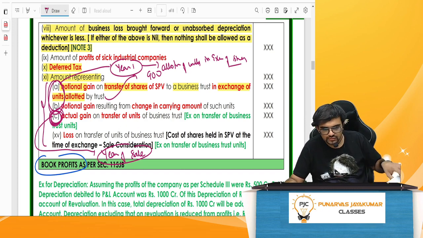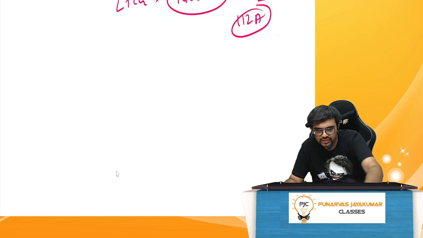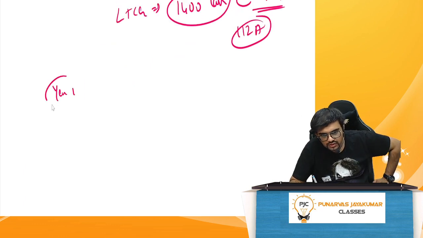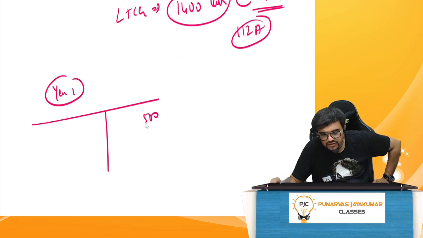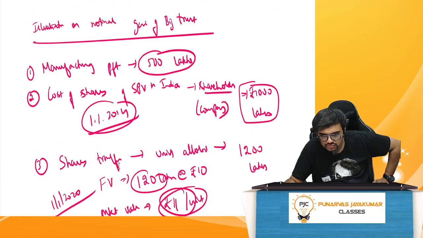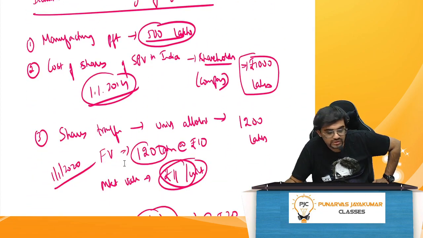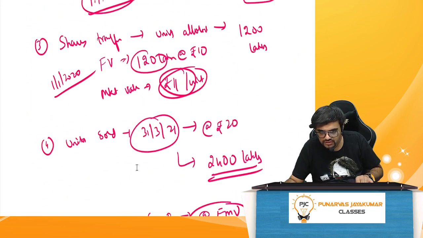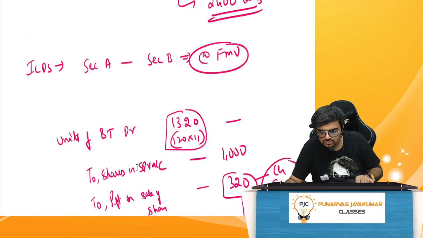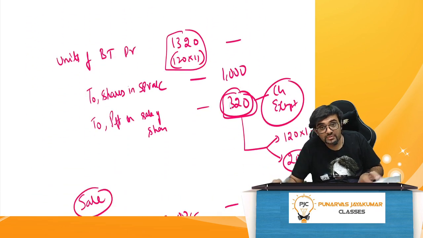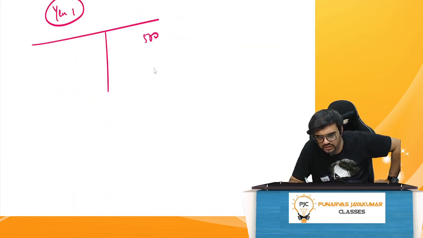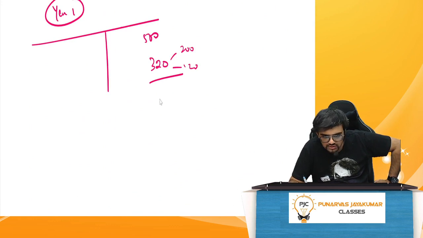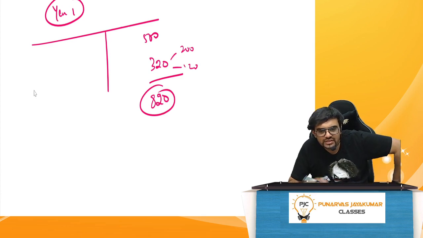Very simple. What used to happen? For example, take year 1. In year 1, manufacturing profit is already 500, which I've already taken into account. And what is the notional gain, the company's profit on sale of shares here? This one, 320. This also happens in year 1. This 320 is split into 200 and 120. Overall, guys, the total income for MAT would have come to 820. This only is a net profit, 820.